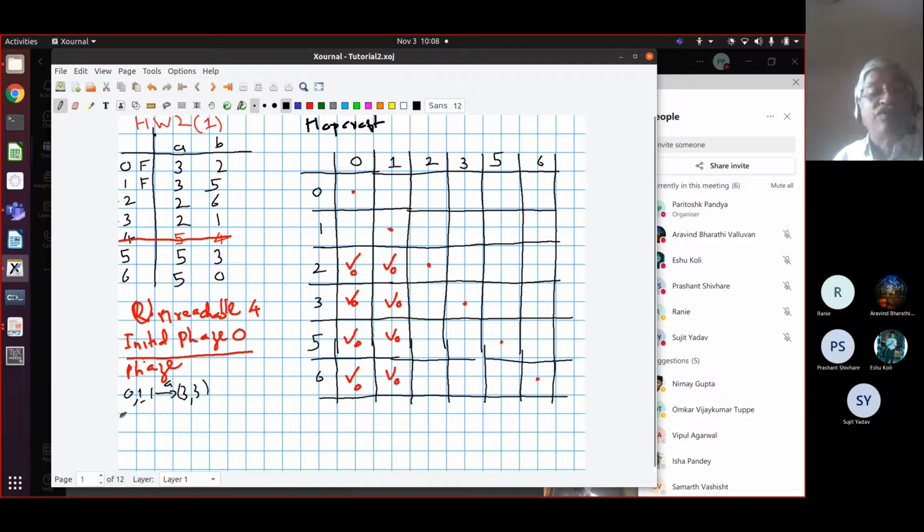Now I do 0, 1 on B. So what does it take me to? 0, 1 on B takes me to 2, 5, right? 0 it takes to 2 and 1 it takes to 5. I go to the square 2, 5, it is unmarked. So this is also unmarked, which means 0, 1 remains unmarked because neither A nor B distinguished it yet. Okay, so this remains unmarked.